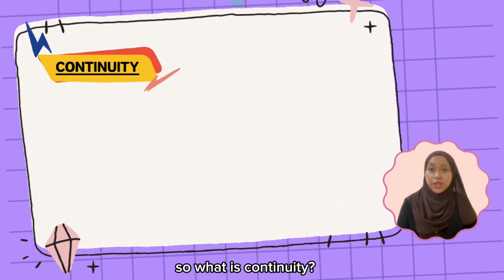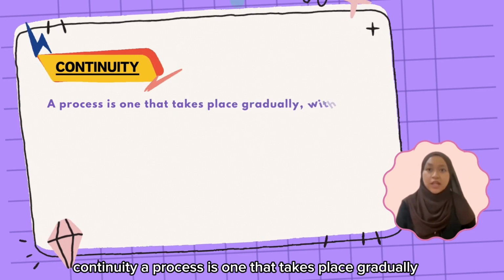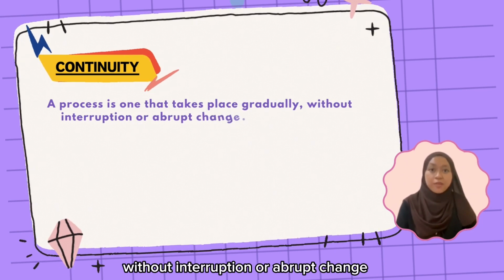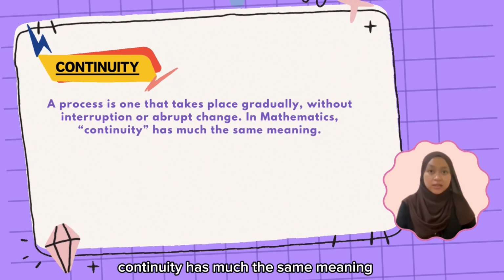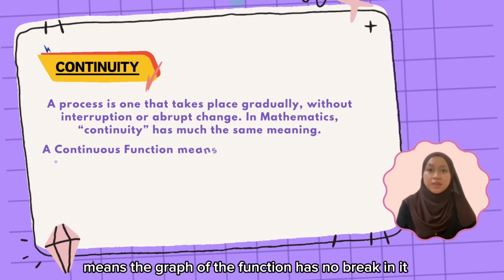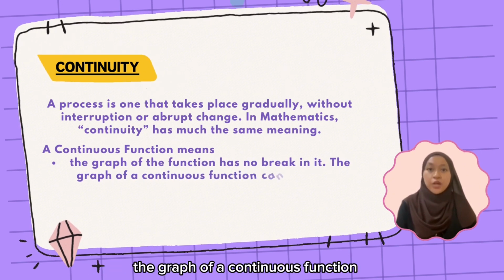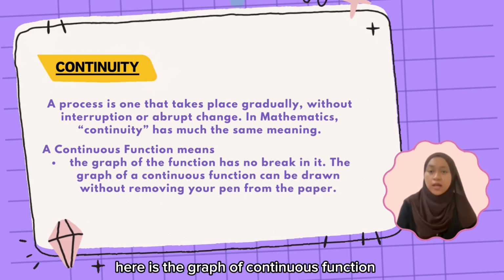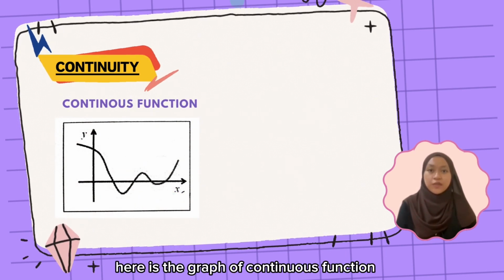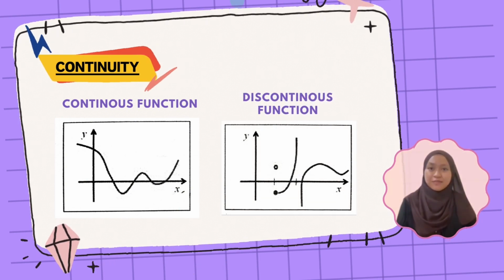So, what is continuity? Continuity, a process is one that takes place gradually, without interruption or abrupt change. In mathematics, continuity has much the same meaning. A continuous function means the graph of the function has no break in it. The graph of a continuous function can be drawn without removing your pen from the paper. Here is the graph of a continuous function, and here is the graph of discontinuous functions.